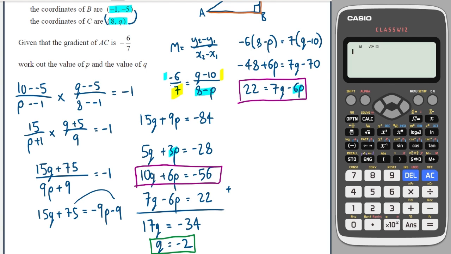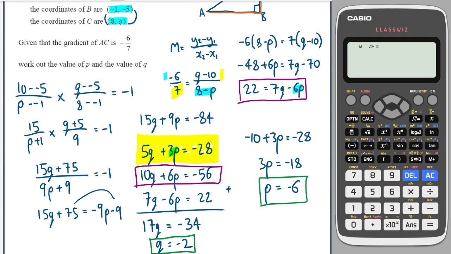Let's just do, which one should we do? Lots of options here. Let's sub into this one. I think that's probably the easiest one to sub into. Okay, so q is minus 2, 5q is therefore minus 10, plus 3p, and that equals minus 28. Add 10 to both sides, gives me minus 18. Divide through by 3 gives me minus 6. And we are done.